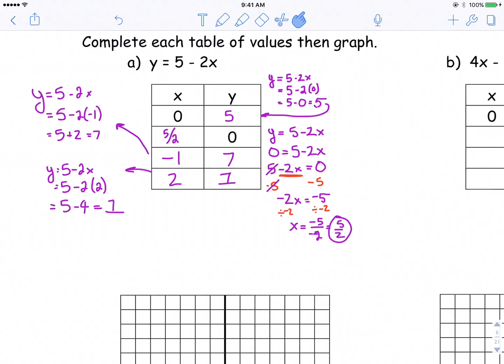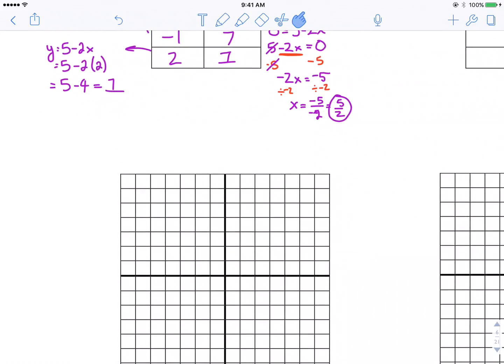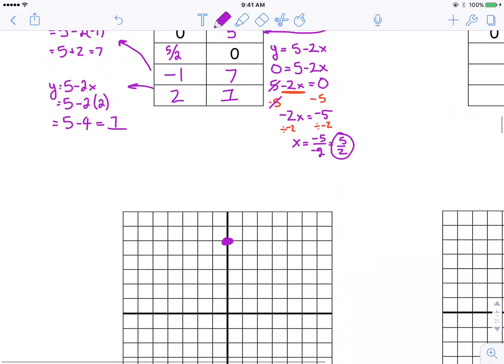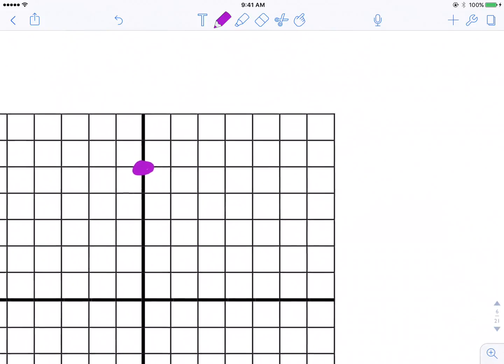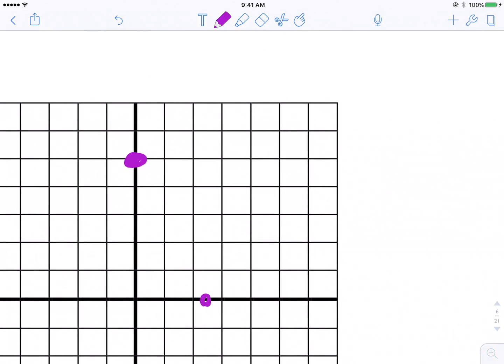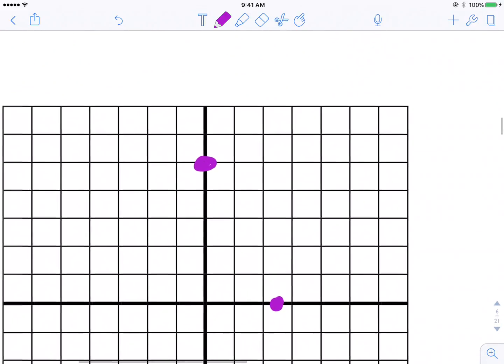Now I've got a table of values. I can plot those points. 0 and 5 would go here. 5 over 2 and 0. 5 over 2 is what? 2.5. 2.5 would be here, 2.5 and 0. Then we have negative 1 and 7.